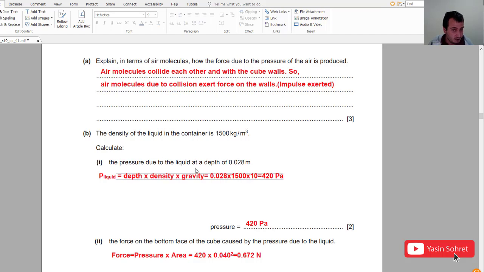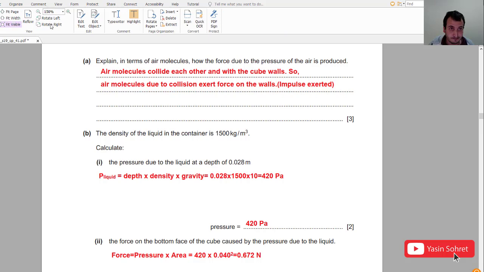Calculate the pressure due to liquid at a depth of 0.028 meter. Pressure due to liquid is equal to depth times density times gravity. We know the depth is already given, 0.28 meter. And we know the density of 1,500 kilogram per meter cube. So we know the gravity, which is 10. And as you see, the units are all meters. So it's going to be 420 Pascal is the pressure.